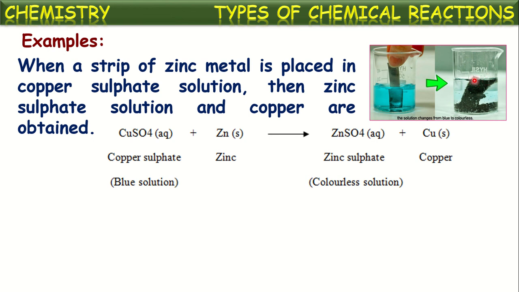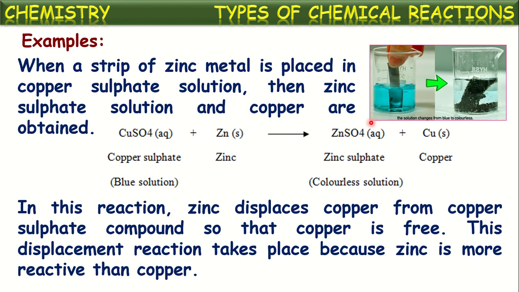Okay, this kind of reaction in which a more reactive element displaces a less reactive element from its compound to form a new substance is called displacement reaction. In this reaction, zinc displaces copper from copper sulfate so that copper is free. So here copper will be deposited down. This displacement reaction takes place because zinc is more reactive than copper.